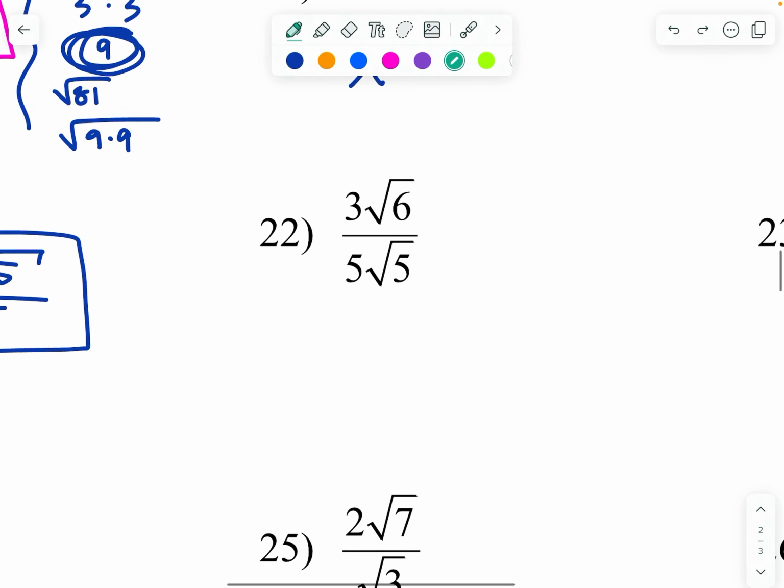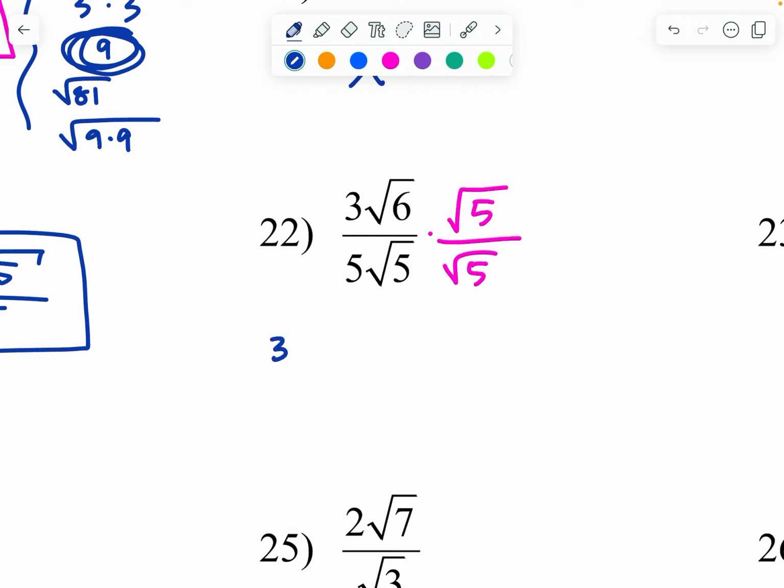For other questions, you can do this as well. So multiply top and bottom. The only problem on the bottom here is the 5. And so I'll multiply top and bottom by root 5. You're not done when you do this. You want to make sure you always are looking for more simplifying.